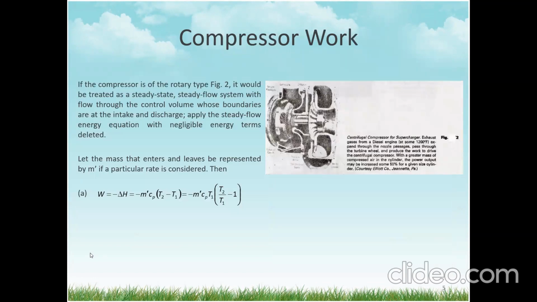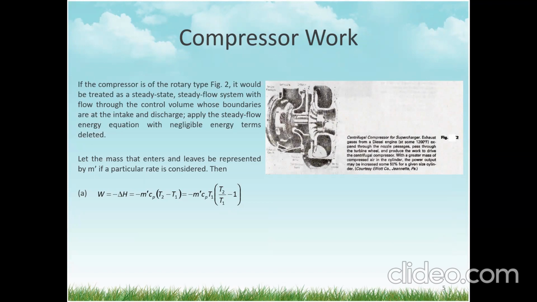Now, compressor work. Since this is laboratory, itong lecture na to is pang-introduction lang. Dito nyo makikita yung mga parameters na kailangan sa testing. If the compressor is of rotary type, figure 2, it would be treated as a steady state, steady flow system with flow through the control volume whose boundaries are at the intake and discharge. And typical is rotary, di ba? Yung piston cylinder and yung reciprocating.